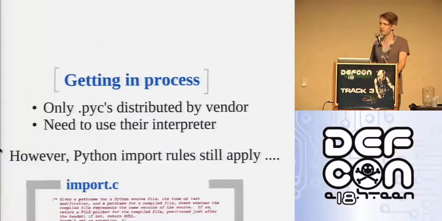So how do we get in process? I said we need to be in process so we can query the Python objects. Obviously, if people are trying to obfuscate their Python code, they won't distribute the PYs, they'll only distribute the PYCs. And if they've modified their runtime, you need to use their interpreter to run their PYCs, because they've messed around with the marshalling or the bytecode number or whatever. But the import rules for Python still apply.